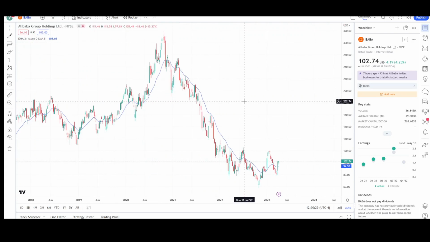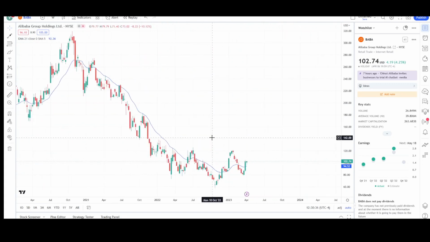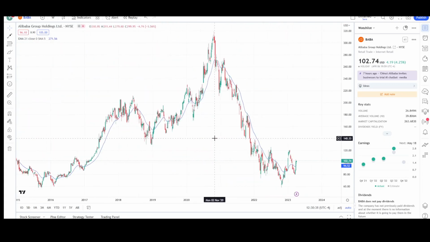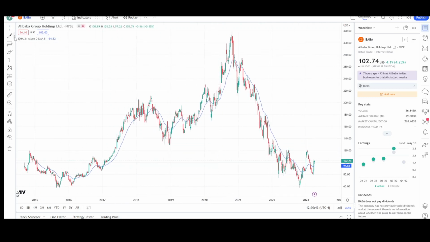So it's the same chart, but what the weekly chart and longer time frames are good for is to see the entire structure. On the daily chart, I would need to zoom out so far that the candles look very small, but on the weekly chart I don't have to zoom out so far, and we can see the entire price action since its IPO date here in 2014.